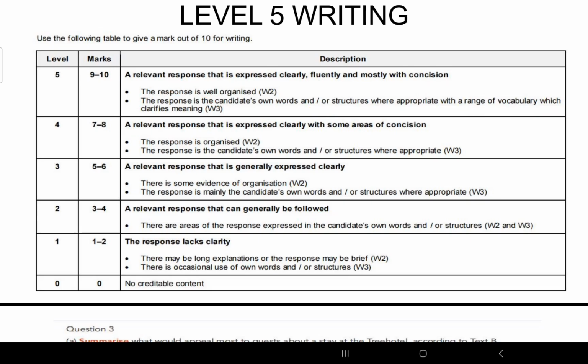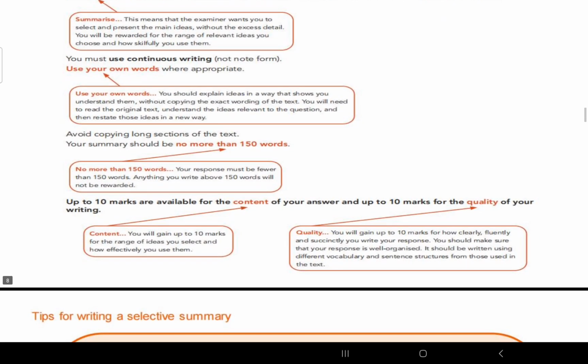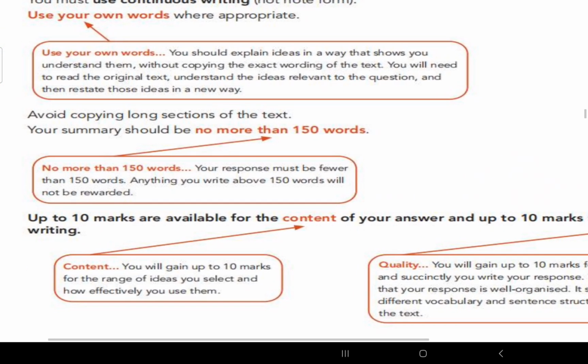So if you want to get 10 out of 10 for writing, you have to come up with a well organized response, and you must be able to write it in your own words and use a range of vocabulary. Then you can reach level 5 of writing. Next, another important point that I want to discuss is, let me zoom in.